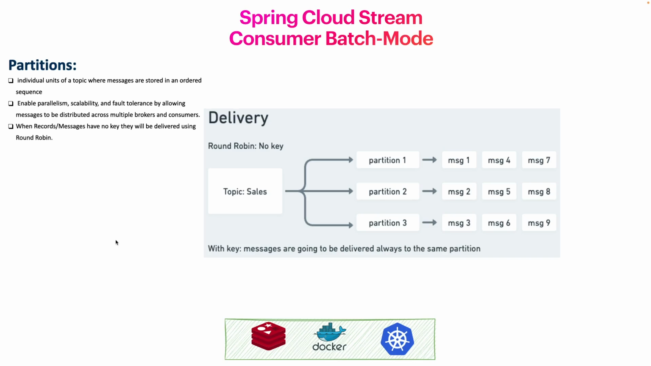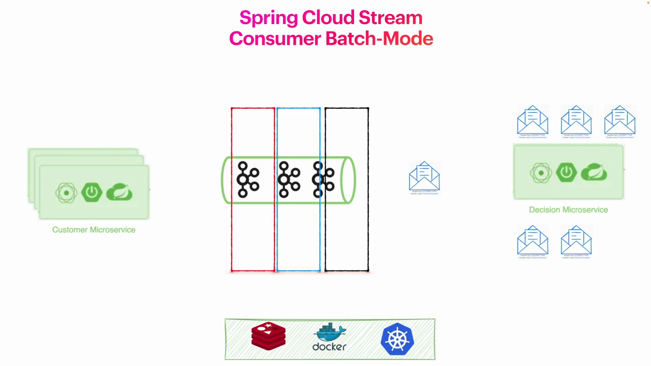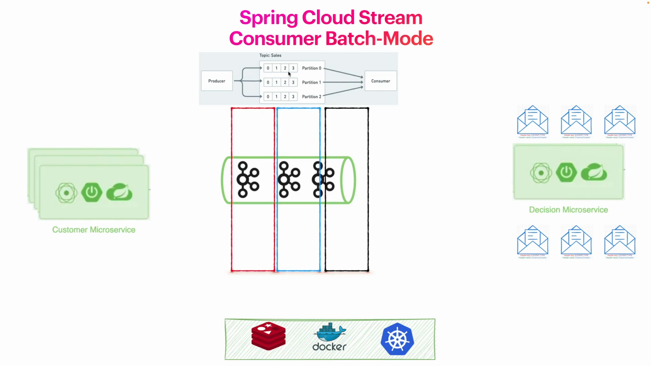The other thing that I would like to mention is that, as we saw, when the messages have no key, the delivery will use round robin. It will just send to random partitions, as in our previous example. If you want a message to go to a particular partition, you should associate a key with the message. Going back here, our decision microservice consumes from different partitions. What I was telling you is that if you have 3 partitions and 1 consumer, this microservice will consume from all those partitions.